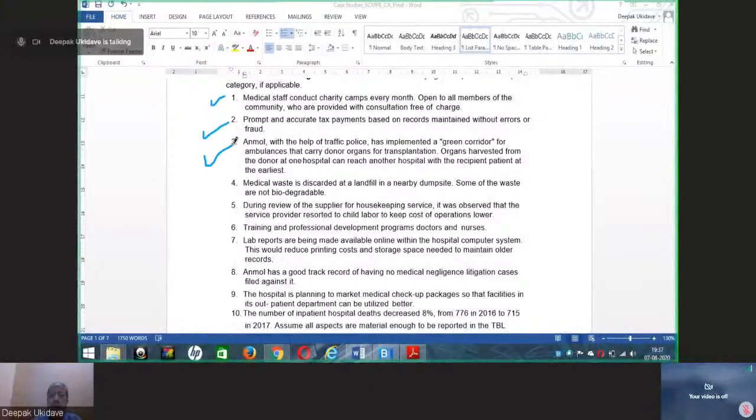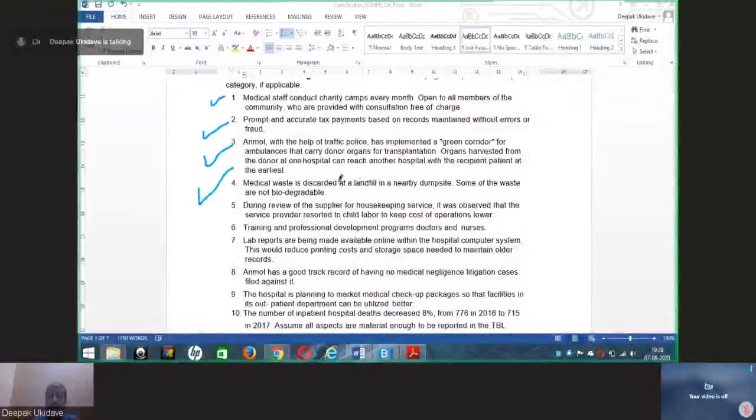The third is, with the help of traffic police, Anmol has implemented a green corridor for the ambulances that carry donors' organs for transplantation. This is always the cause. Once the person dies, or the organs, if he has donated for a social cause, have to reach the hospital, right, without any delay, have to reach the hospital very fast. And there comes into picture the ambulance and also the traffic police marking or demarcating a particular area as a green corridor for the ambulances which will carry the donor's organs for transplantation. Organs harvested from the donor of one hospital can reach another hospital with the recipient patient at the earliest, and then only they can be implanted, they can be replaced in the patient's body immediately, and then only there is a benefit. Yeah. So look at the kind of work which is done.